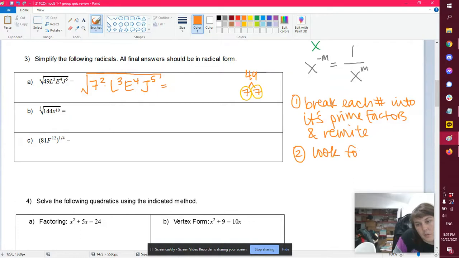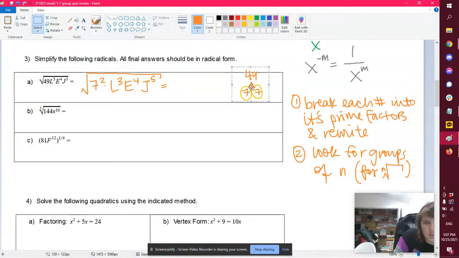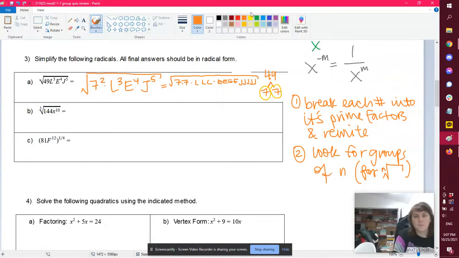Look for groups of n for the nth root equations, right? What this means is when I've got, let me move this over a little bit. When I write this out, I can say that there's 2 7s, there's 3 L's, there's 4 E's, and 5 J's.